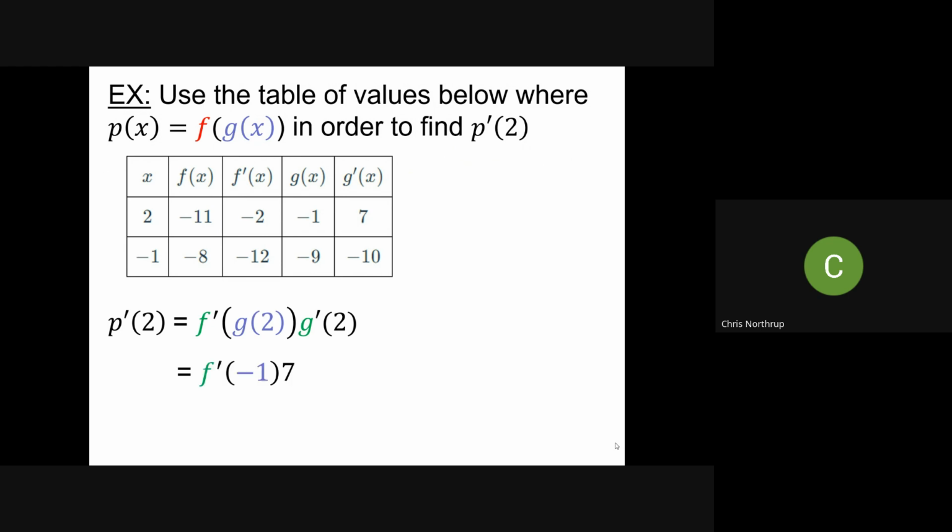And so I'm now looking at f prime of -1 times 7. That -1 came from g evaluated at x equals 2. Now I need to look at f prime when x is -1. So now when x is -1, f prime looks like it is -12. So -12 times 7 looks like -84. So that's a table version of the chain rule.